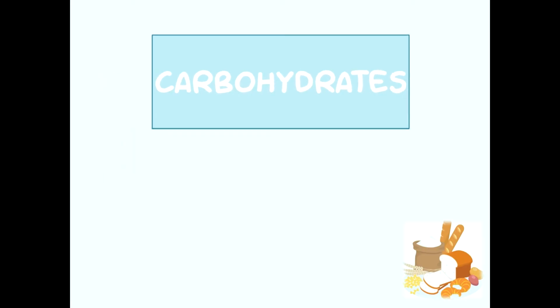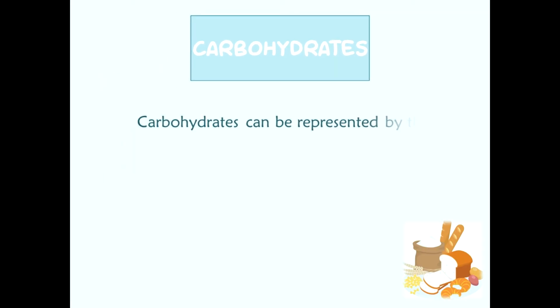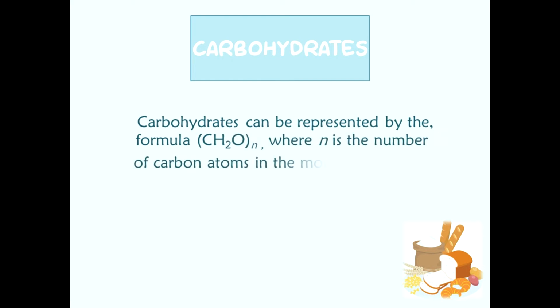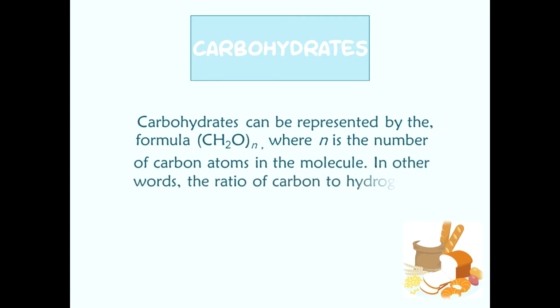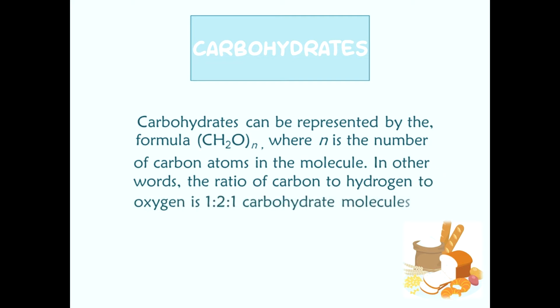Carbohydrates. Carbohydrates can be represented by the formula CH2ON, where N is the number of carbon atoms in the molecule. In other words, the ratio of carbon to hydrogen to oxygen is 1:2:1 in carbohydrate molecules.